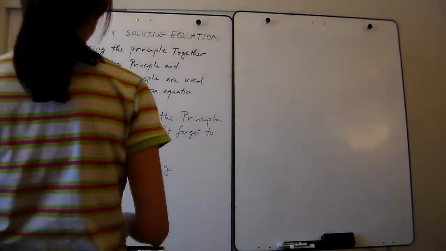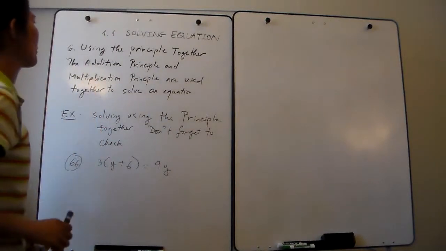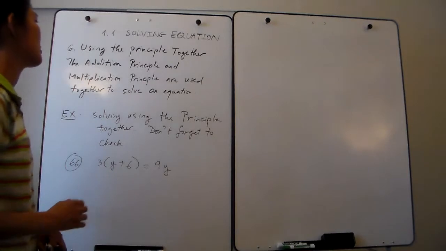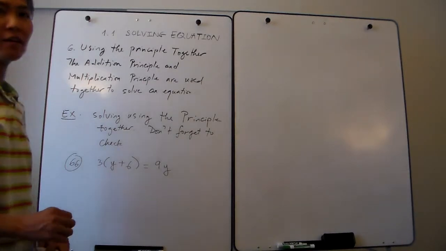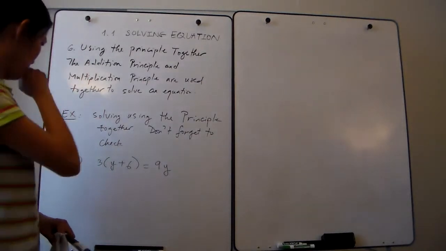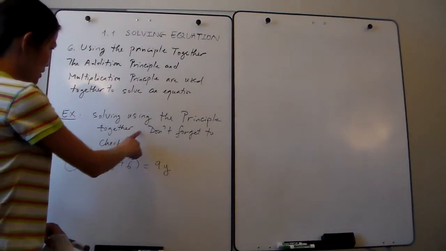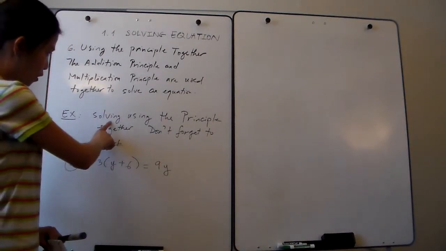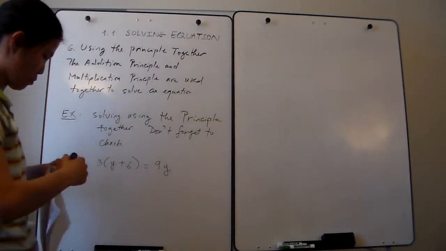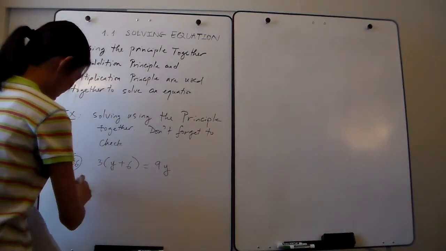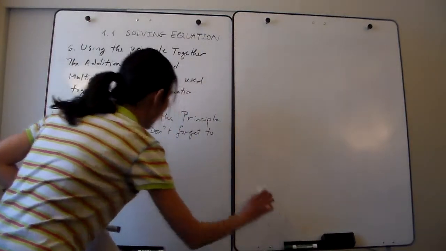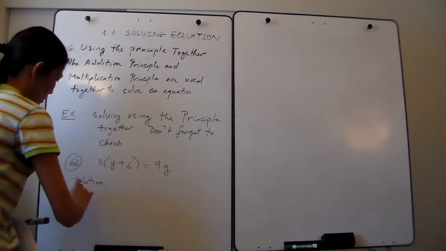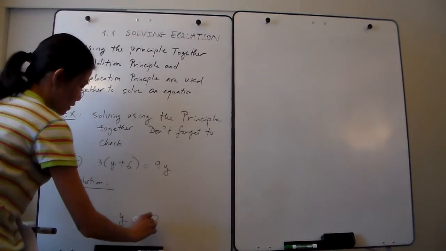Now let's talk about number 6, using the principles together. The addition principle and the multiplication principle are used together to solve the equation. So here's the example, number 66. Don't forget to check. When you see solve, it means solve for y. So we're trying to get a solution of y equal what? Okay.